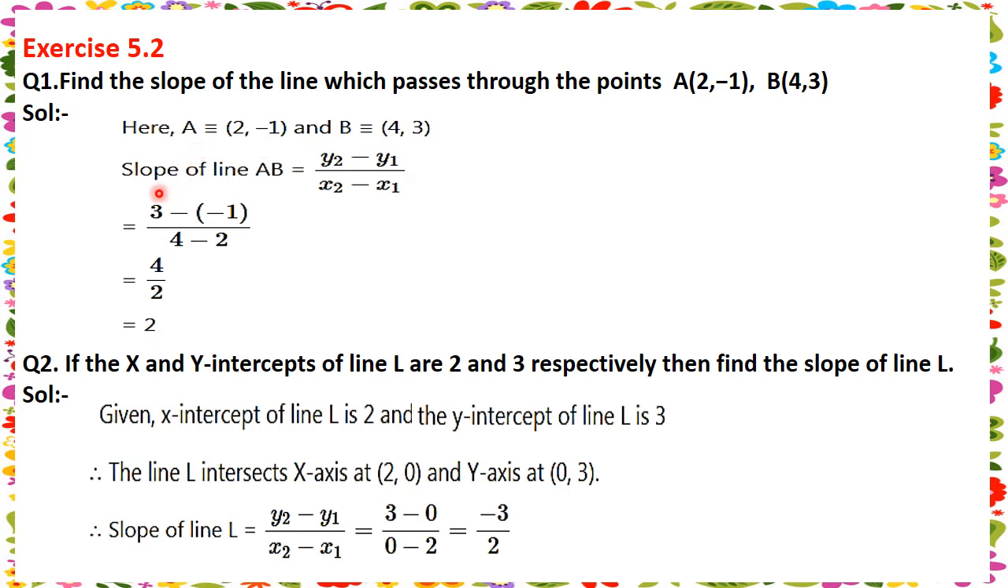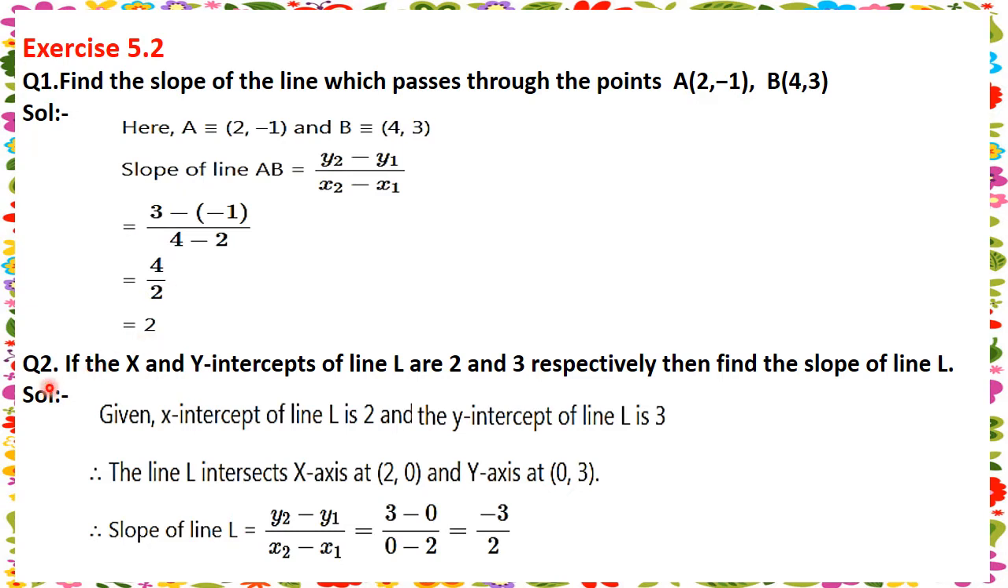So slope of the line AB is equal to, we have the 2-point form of the slope as (y2 minus y1) upon (x2 minus x1). So 3 minus of minus 1, that is y2 and y1, and 4 minus 2, that is x2 and x1. 3 minus of minus 1 is 3 plus 1, 4. 4 minus 2 is 2. 4 upon 2 is 2.